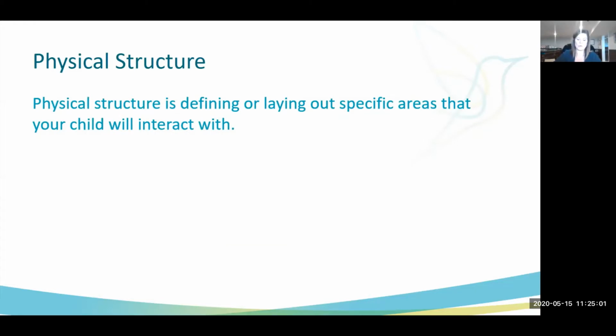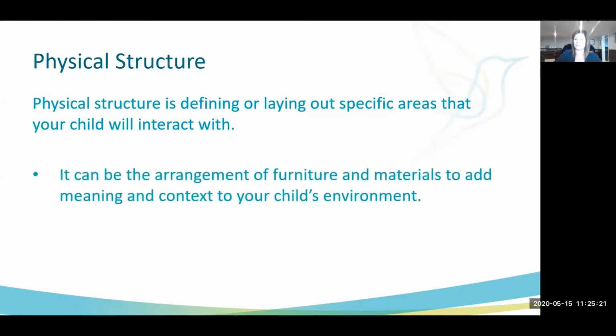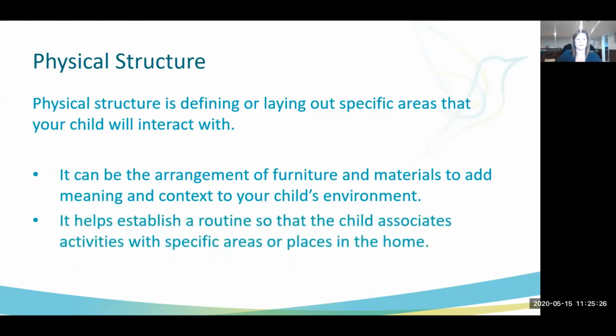So in setting up your home, you need to think about your child's strengths and needs. Children with autism really like clear guidelines and boundaries. Therefore, establishing those at home is essential. Each distinct area needs to be identified and specific for the child. It can be the arrangement of furniture and materials to add meaning. And it helps establish a routine so that your child associates activities with specific areas or places at home.